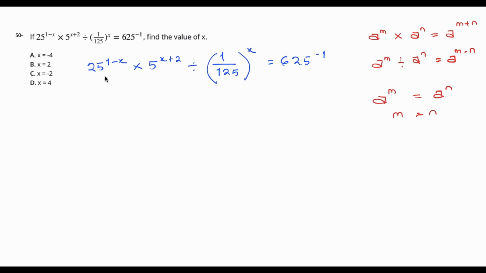So first, let's find a way of making all the bases here the same. So in this case, we'll have that 25 is equal to 5 squared. So that means that our new equation for this part is going to be 5 squared raised to the power 1 minus x. Now we'll leave this as it is, 5 raised to the power x plus 2.